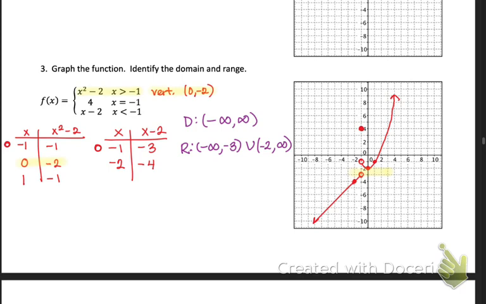So it's just a little reminder with piecewise. The vertex is always going to be important information. So that's it. Quick little refresher on graphing parabolas, and you should be able to do the first half of your worksheet based on that.